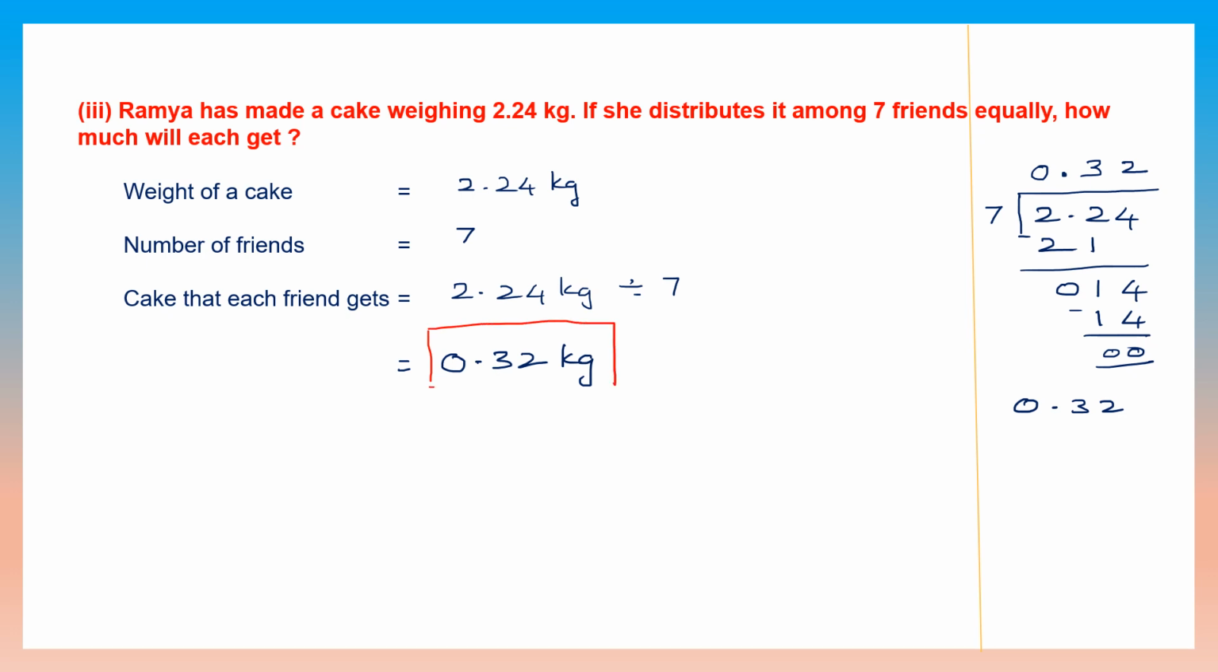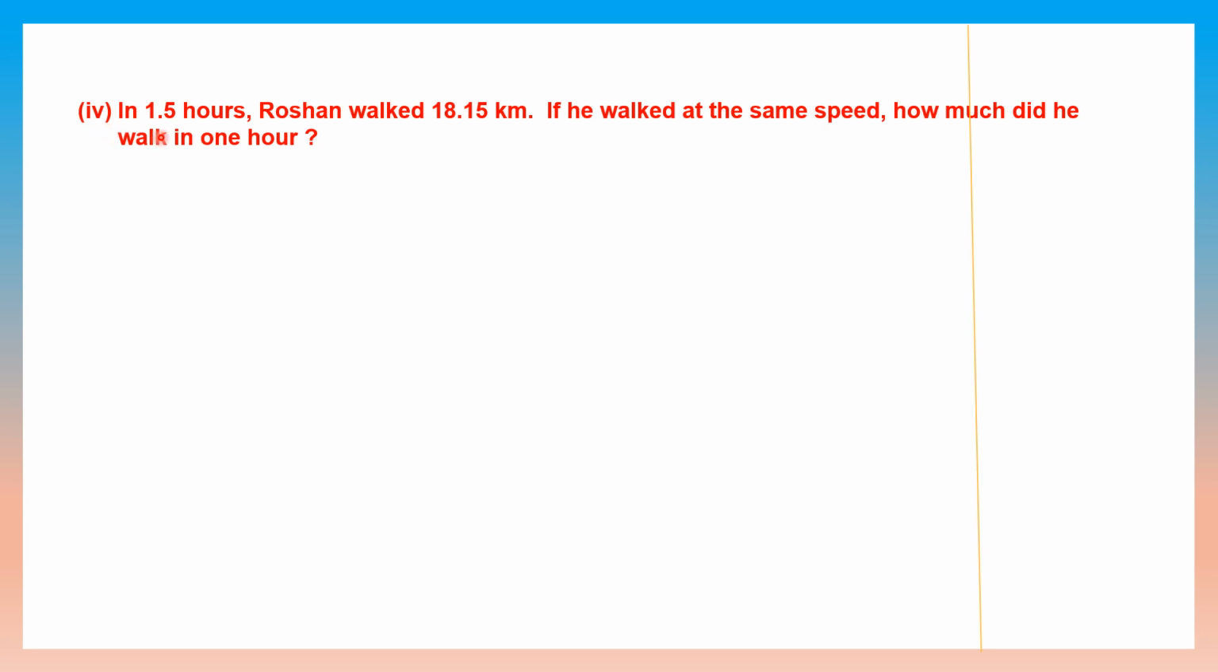So this is our final answer, 0.32 kg. Question 4. In 1.5 hours, Roshan walked 18.15 kilometers. If he walked at the same speed, how much did he walk in 1 hour?